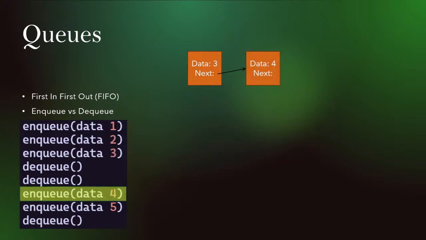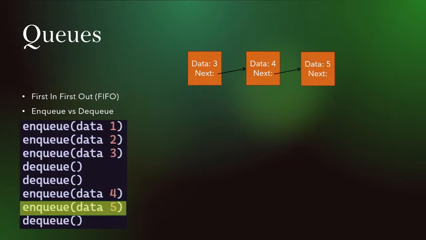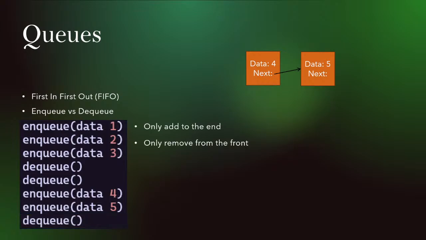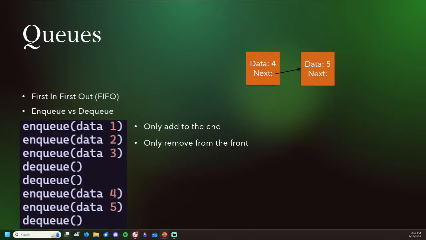Now we're going to enqueue data 4 to add 4 to the end of the queue. Right now data 3 is the next one to be processed, at the front of the line, and data 4 just got added to the end of the line. We're going to enqueue data 5, and then we dequeue, and data 3 is taken out because it was next in line. This is what our queue is left with after this process. You can only add to the end of the queue. Anyone that gets added is going to be processed last, because you only remove from the front. So this is the idea of first in, first out, and we're going to see some changes to this in the future.